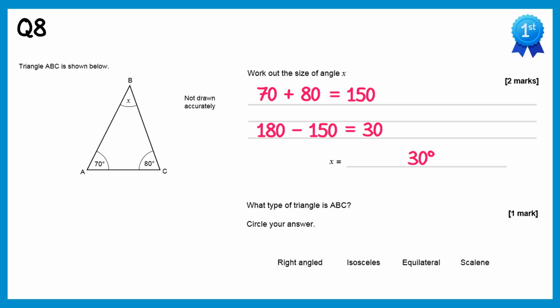For the next part, we need to decide what type of triangle it is. Well, if we take 30 degrees and write it on the diagram, we can see the three angles. A right angle triangle would have an angle of 90 degrees, but there isn't one, so it can't be that. An isosceles triangle has two angles which are the same, so it can't be that. In an equilateral triangle, all of the angles are the same, so it can't be that. So it must be a scalene triangle.